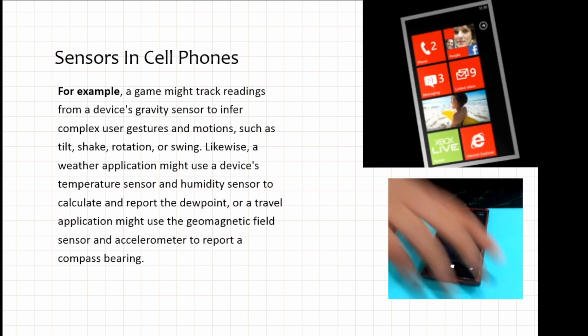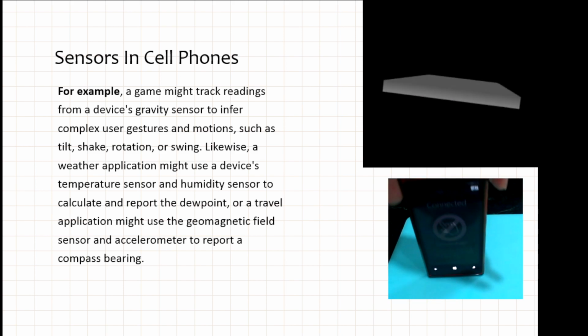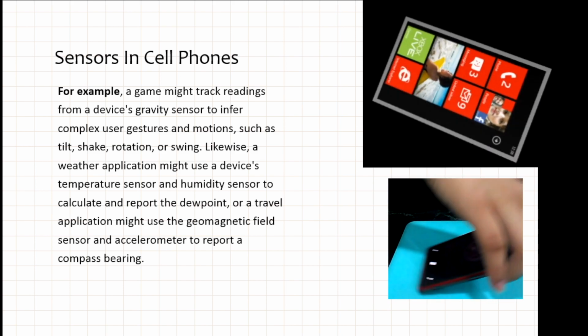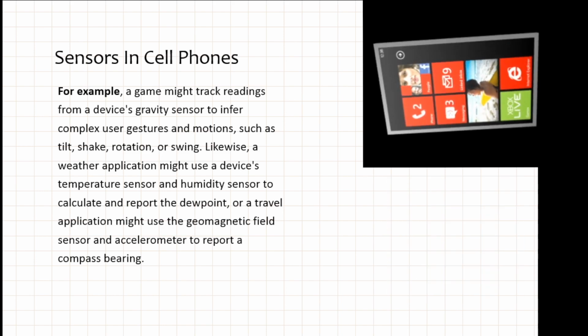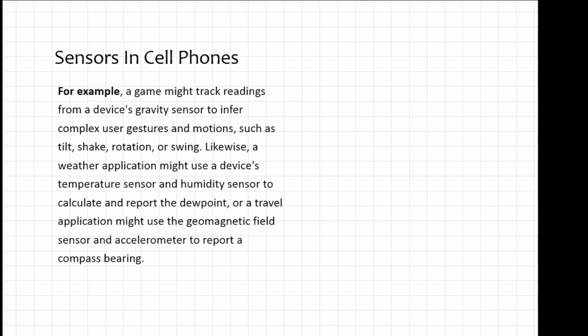Likewise, a weather application might use a device's temperature sensor and humidity sensor to calculate and report the dew point. Or a travel application might use the geomagnetic field sensor and accelerometer to report a compass bearing.